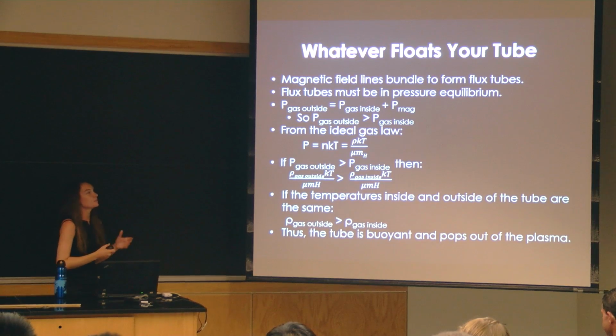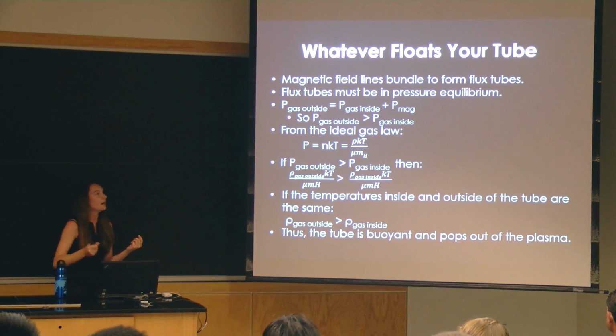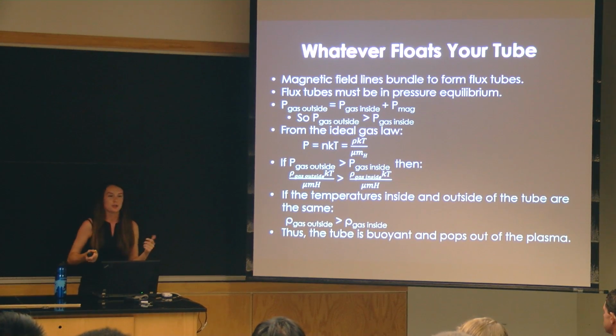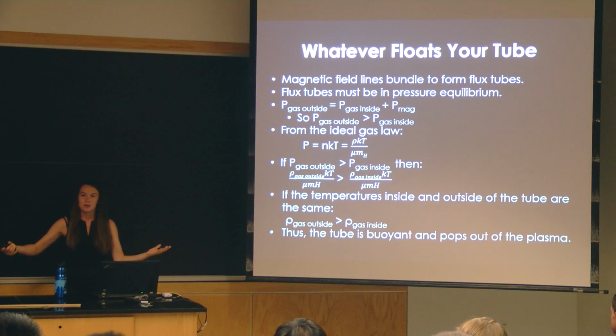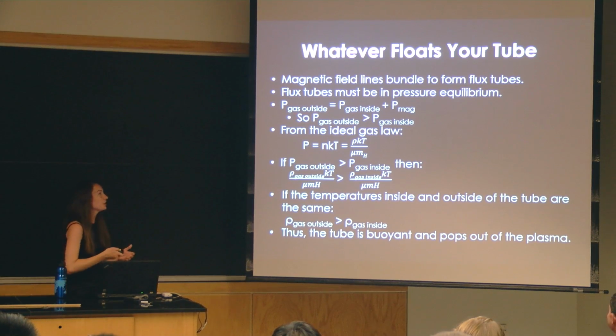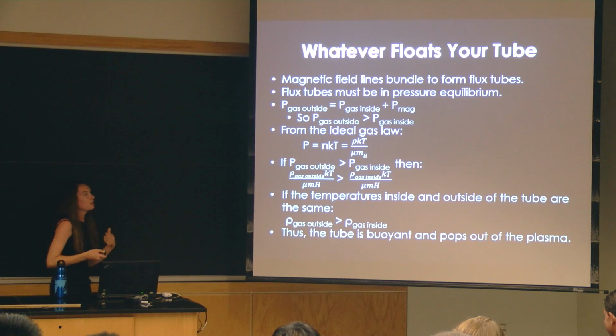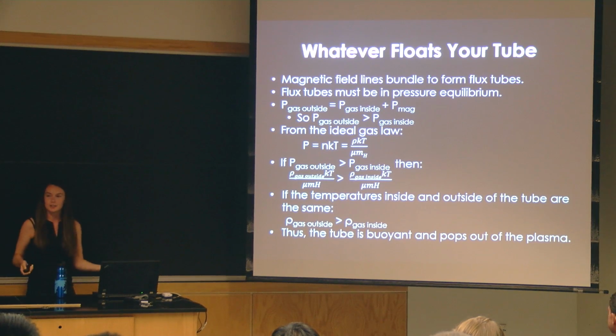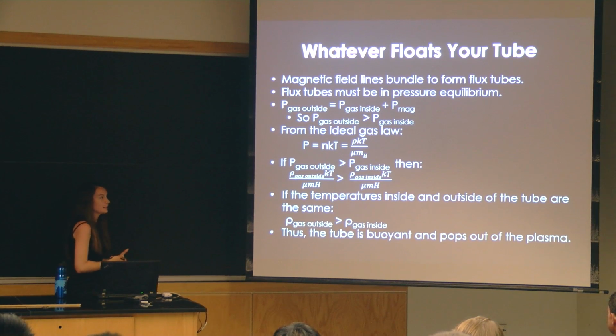So these magnetic field lines bundle in flux tubes in the plasma, and these flux tubes must be in pressure equilibrium. So outside the tube, we have the pressure of the gas. Inside the tube, we have the pressure of the gas as well as the magnetic pressure. And we end up with this relationship then, from which we can infer that the pressure of the gas outside the tube is greater than the pressure of the gas inside the tube.